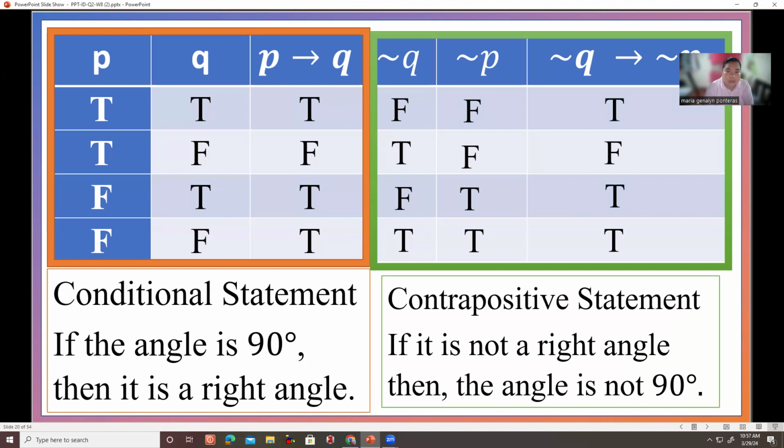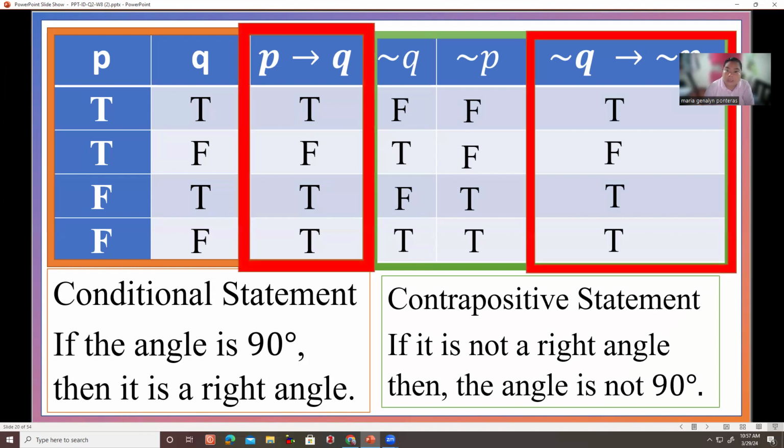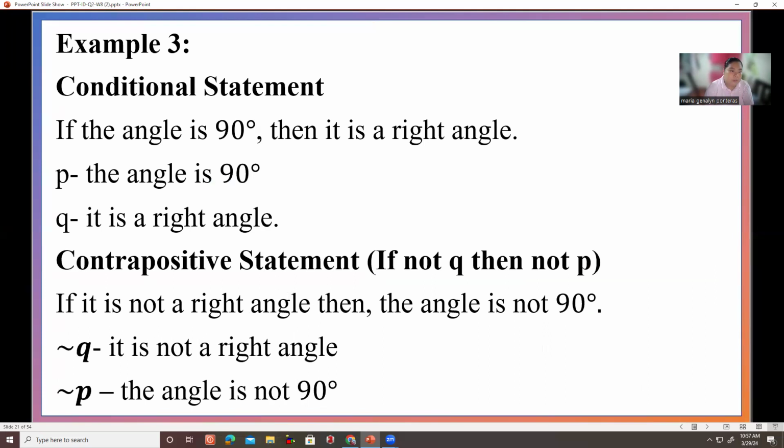Take a look at the logical equivalence of P implies Q and not Q implies not P. What can you say about that? Logically, they hold the same arrangement of truth values. In P implies Q, you have true, false, true, true. In not Q implies not P, you have true, false, true, true. So therefore, they are logically equivalent.